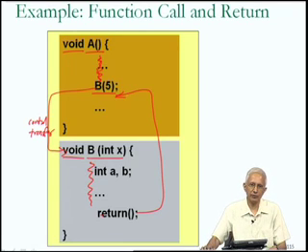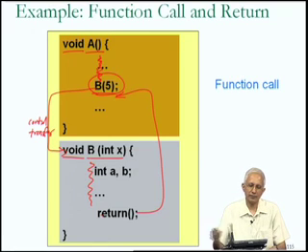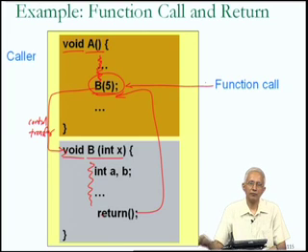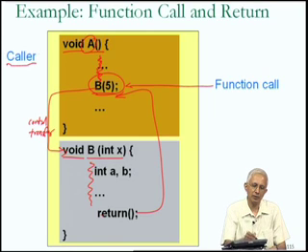And let me just first of all introduce some terminology. Now we have two functions over here. There's the function in which the function call is present, and there is the function which is being called. So since there are two functions, we need some terminology to distinguish between them. And the point in function A where function B is called is what we call the function call. That is fairly clear. The function in which the function call is made is called the caller function. So in this particular example, the caller is A.